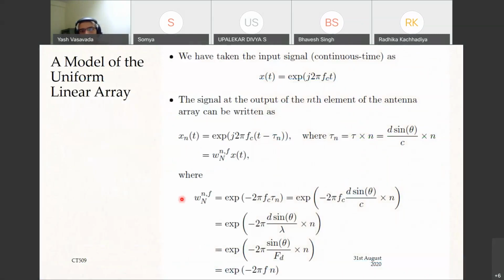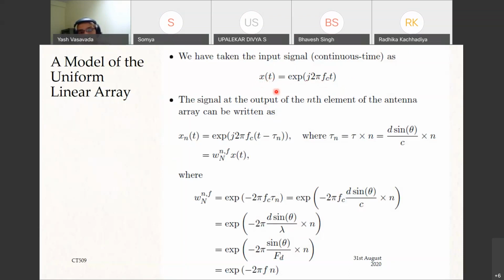So let us recap our notation. Our incoming signal is continuous in time. Okay, unlike the FIR filter where we had discretized this incoming signal, it was a discrete-time signal. Here we are not saying that it is discrete time, it is continuous in time. So it's a function of small t, the continuous time variable.